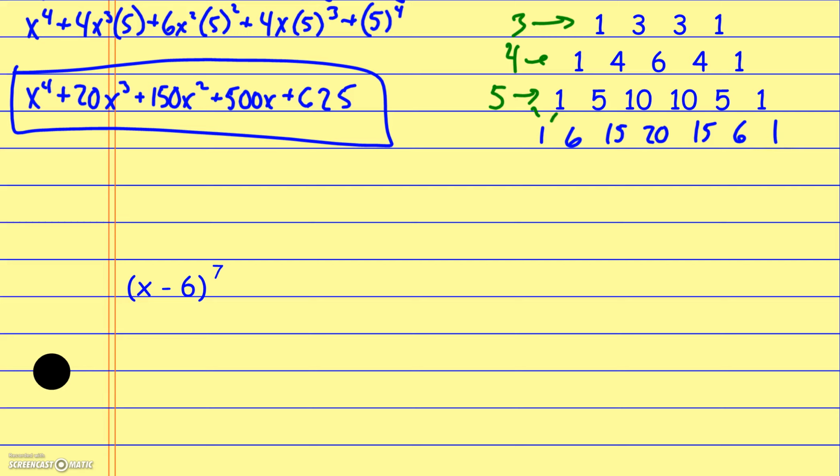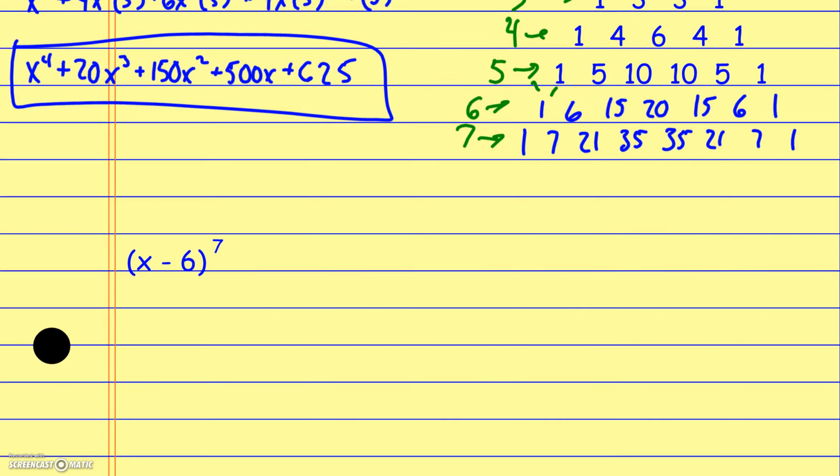I have to keep going. So I do 1 plus nothing is a 1. 1 plus 6 is a 7. 6 plus 15 is a 21. 15 plus 20 is a 35. This is going to be another 35, a 21, a 7, and a 1. So that's my 7th power. Here was the 6th power. Here was the 7th power. So I'm going to write down those coefficients. And again, make sure you give yourself a lot of space on this. So 1, sorry, let me go back to blue here.